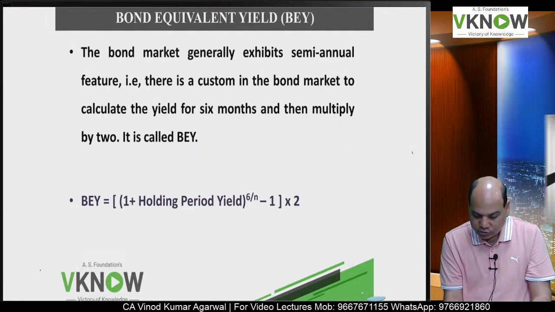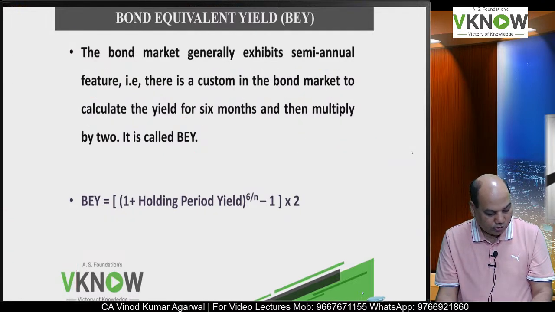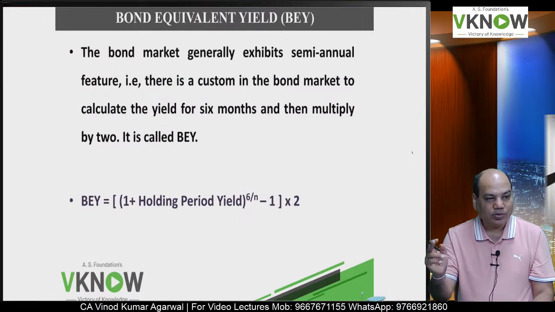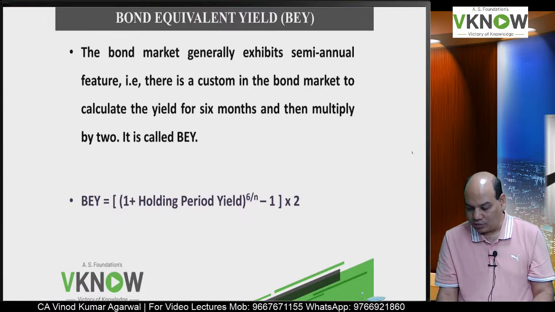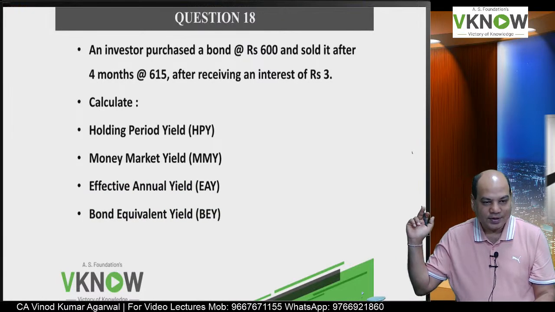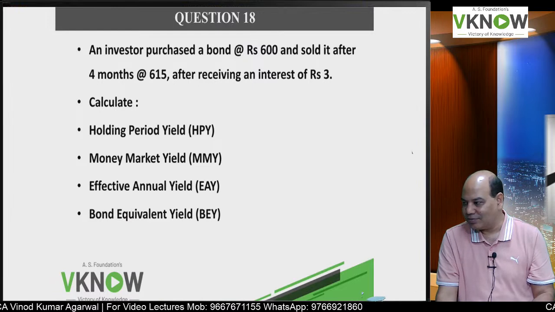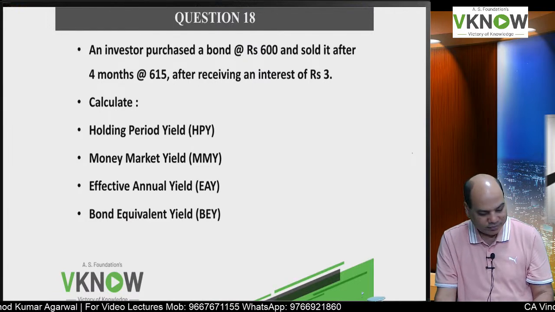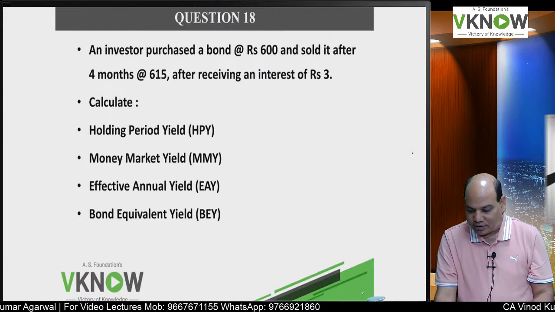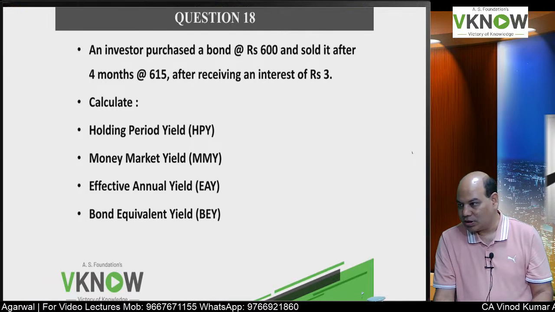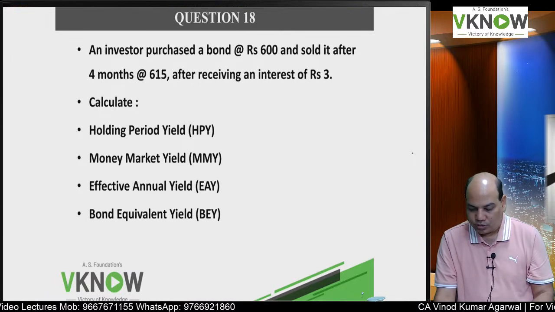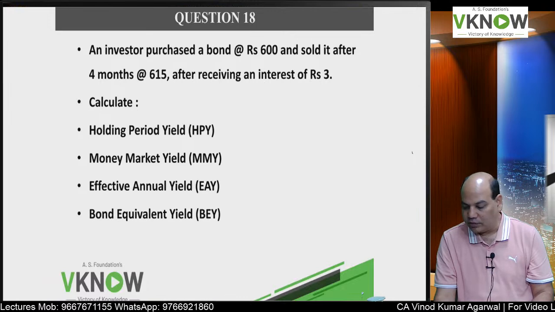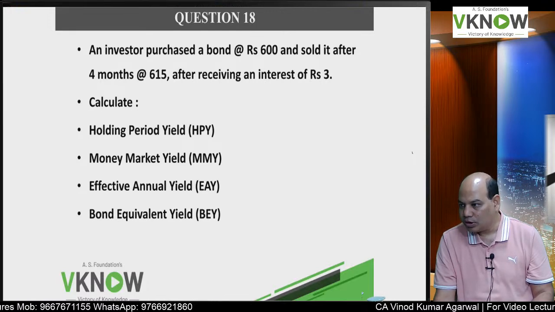Now I am going to take one small question which will help you to understand how to calculate holding period yield, money market yield, bond equivalent yield, all in one. Question number 18. Welcome to question number 18. An investor purchased a bond at rupees 600 and sold it after 4 months at rupees 615 after receiving an interest of rupees 3.